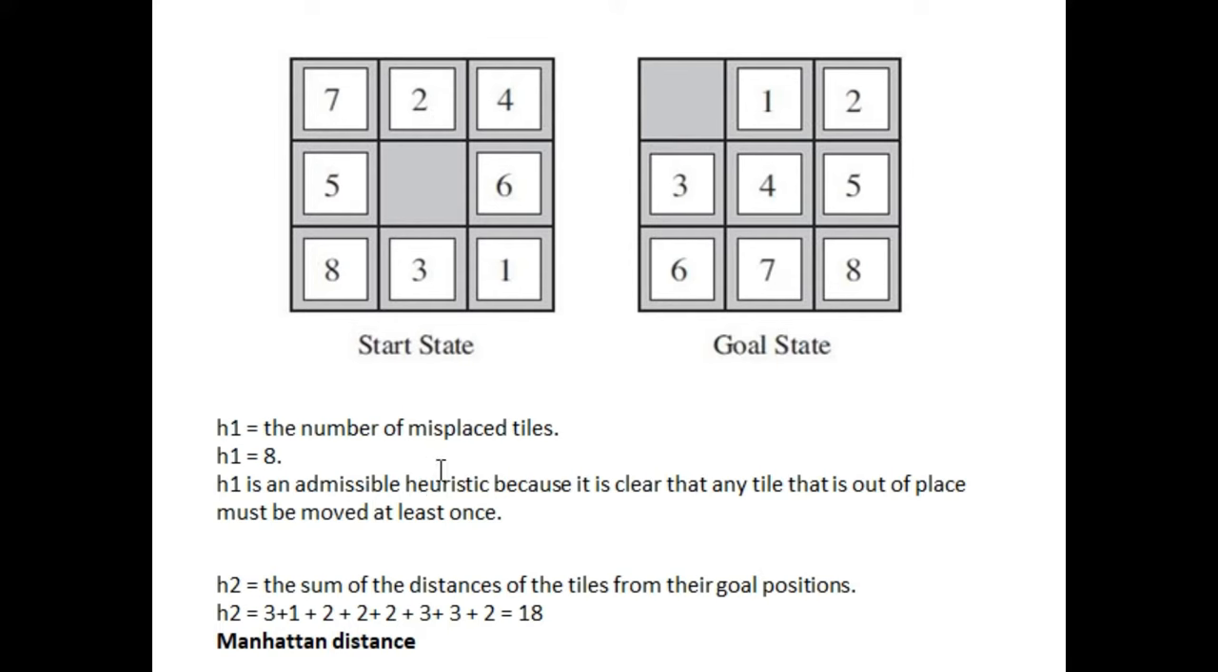So the second way to calculate the heuristic value is that H2 is equal to the sum of the distances of the tiles from their goal positions. So just look at this again, read this line again: the second way to calculate the heuristic value is the sum of the distances of the tiles from their goal positions. So how can we calculate the distance? We will use the Manhattan distance.